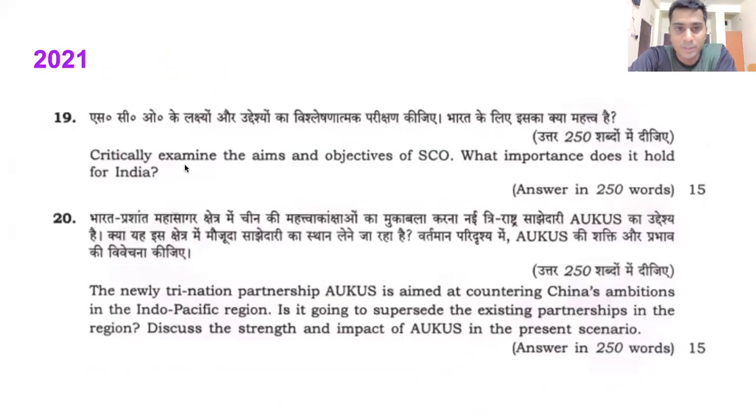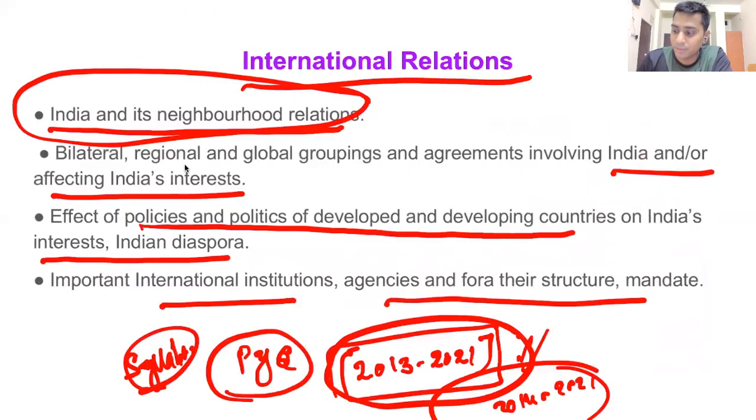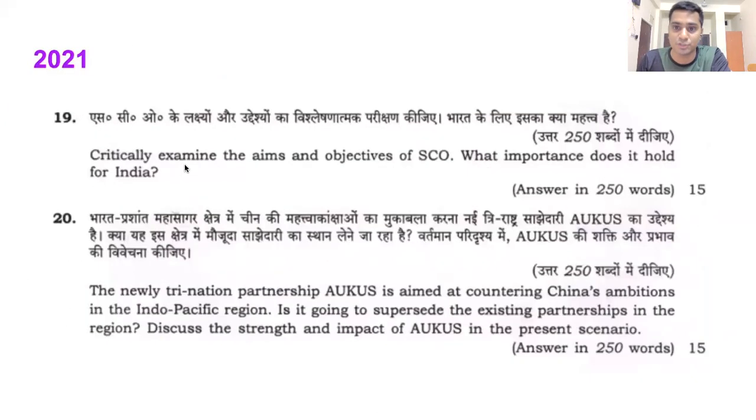Look at the next one. Critically examine the aims and objectives of SCO. What importance does it hold for India? Again, the question is from the last topic, that is, important international institutions. SCO is an important international institution. What importance does it hold for India?